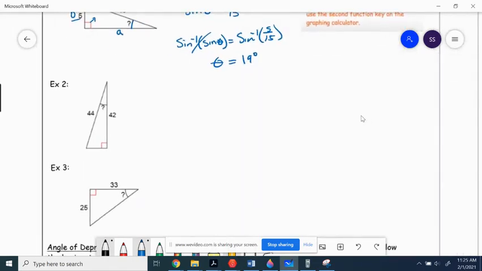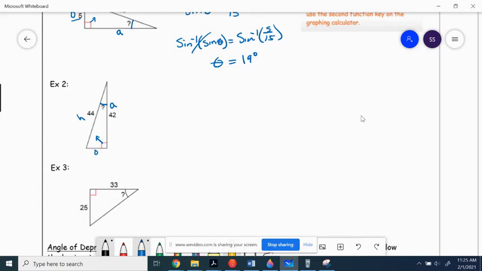Example 2. So now we're looking at this angle here. Let's go ahead and label the sides. We've got the side across from the right angle. That is our hypotenuse. And the side that is next to the angle, but not the hypotenuse, is our adjacent side. And again, not needed for this problem, but let's go ahead and label it. Across from the angle is our opposite.